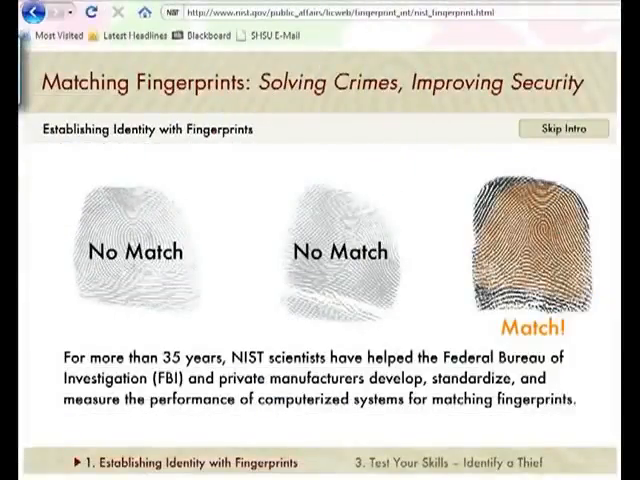To apply what you have learned, visit the National Institute of Standards and Technology website for fingerprint matching.